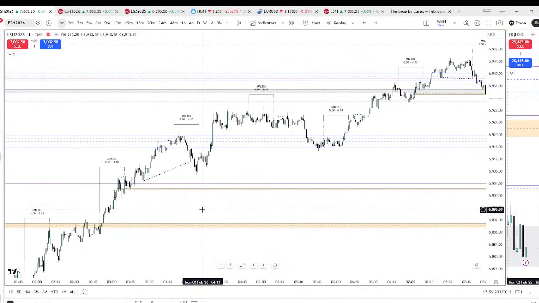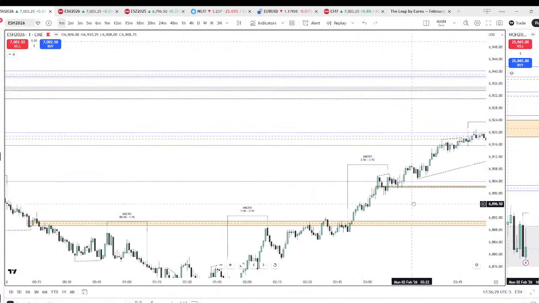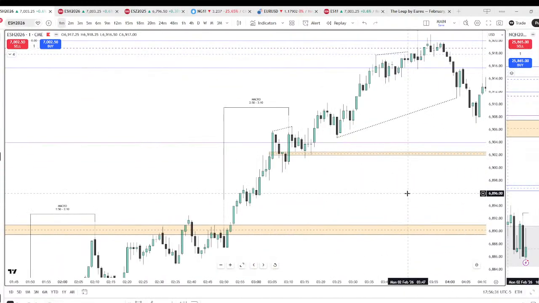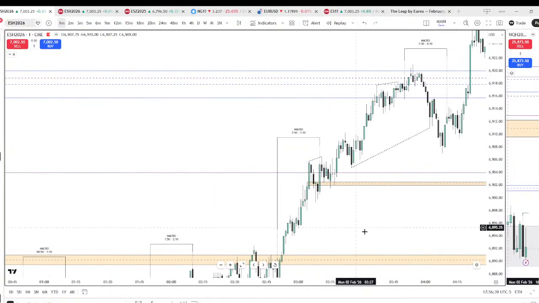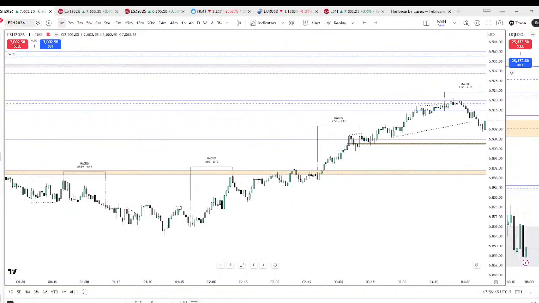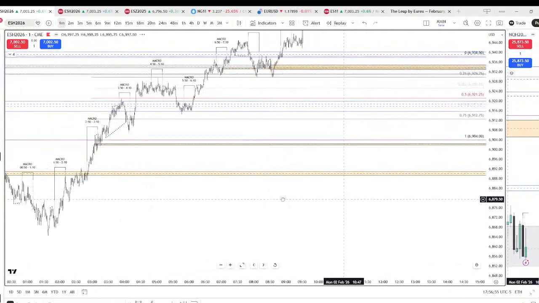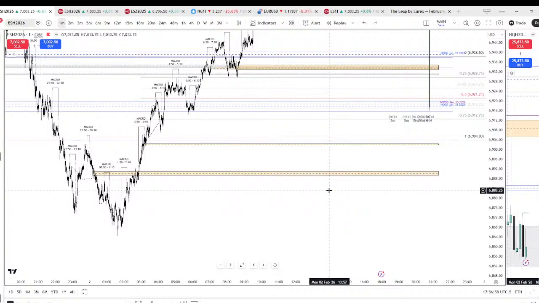So here's our 3 a.m. time, our London session kill zone. So by the time this macro ends, you can see kind of we are pushing higher into this new week opening gap. So let's see, from this area, this new week opening gap is from January 25th.